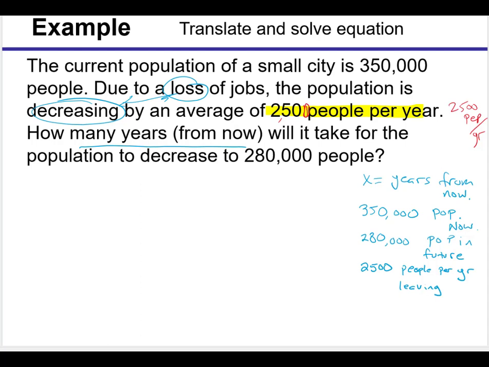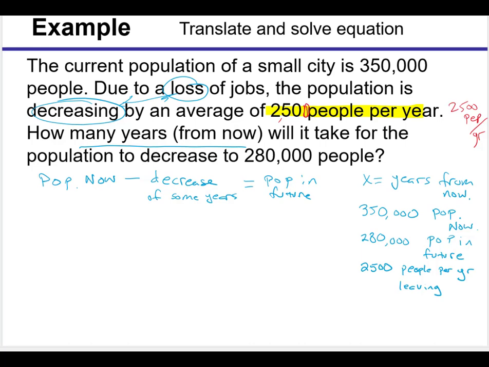Well, we have a population now. So I'm going to put down the population now. And then what's going to happen? Well, each year we're going to be decreasing. So we're going to be taking away a decrease of some years. And after a while, that will equal the population in the future.